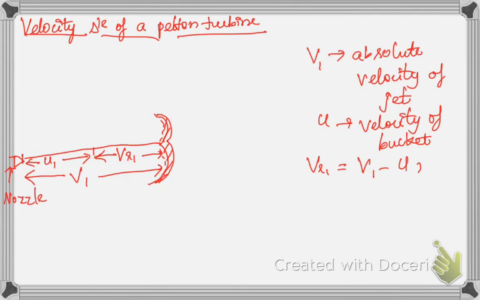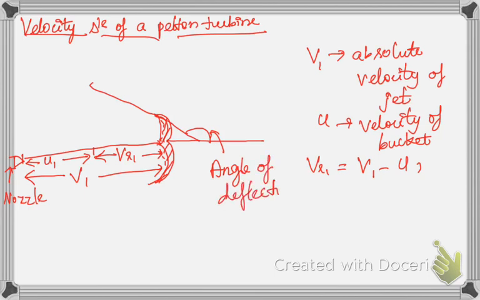So the next thing is that water will be moving with the surface of the bucket. Once the water strikes here, it will be moving with the surface of the bucket and it will get deflected. So this will be the straight line. I am drawing a straight line here, and after the water moves here, it will get deflected. So this will be the angle of deflection phi.